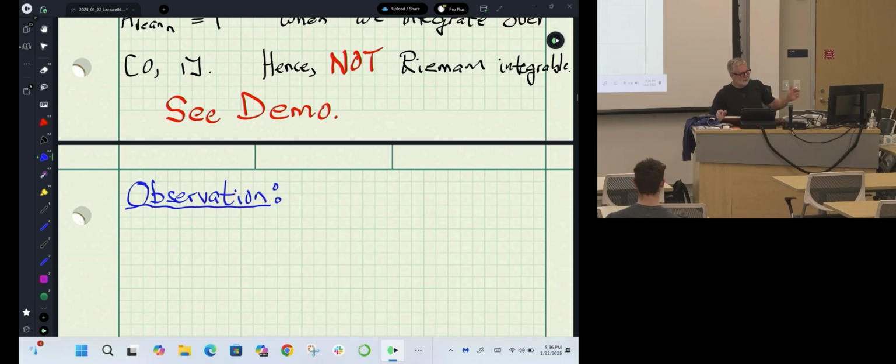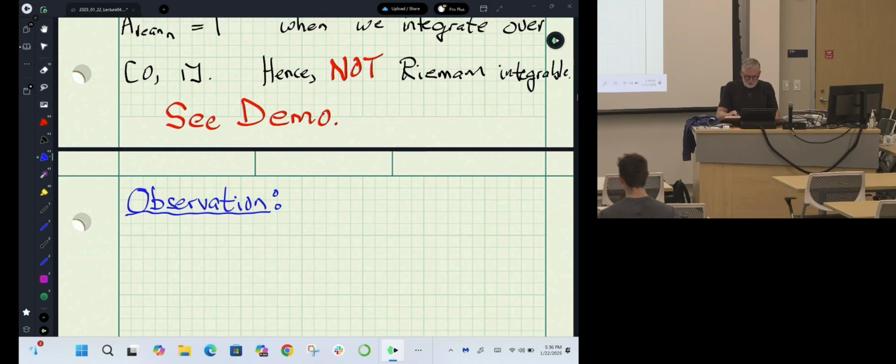There's so much social interaction going on in calculus. Whoever saw that?